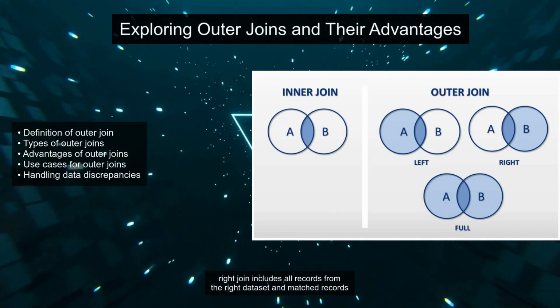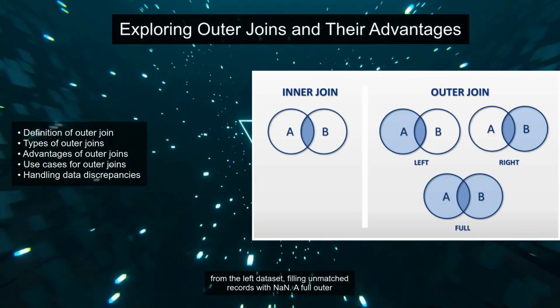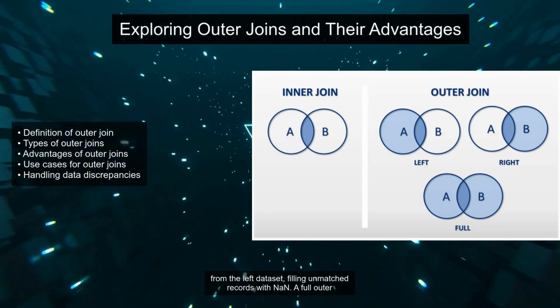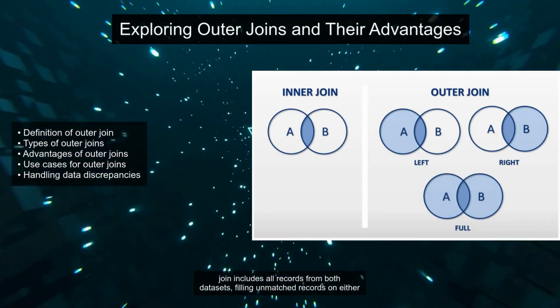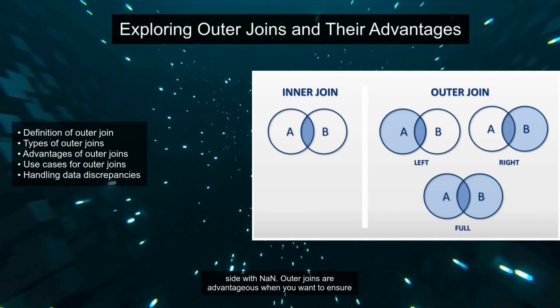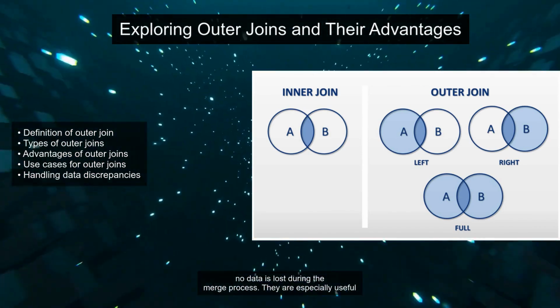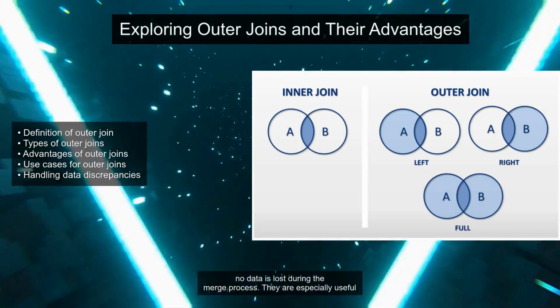Conversely, a right join includes all records from the right dataset and matched records from the left dataset, filling unmatched records with NaN. A full outer join includes all records from both datasets, filling unmatched records on either side with NaN. Outer joins are advantageous when you want to ensure no data is lost during the merge process.